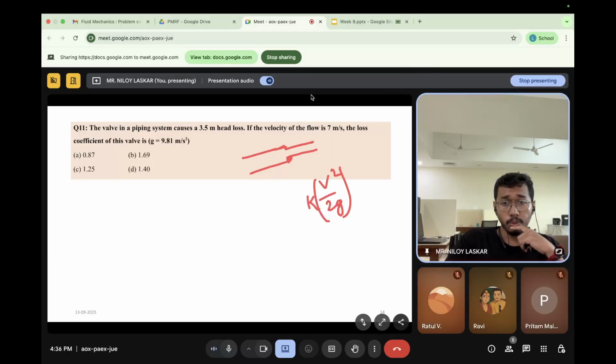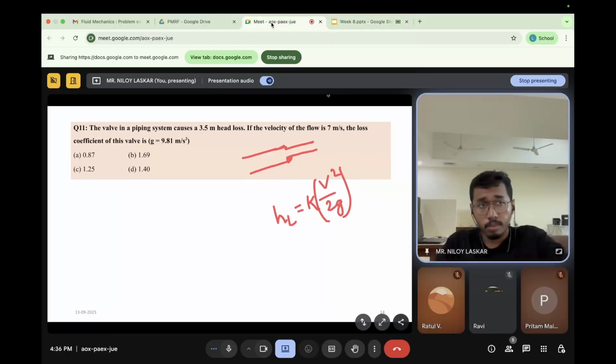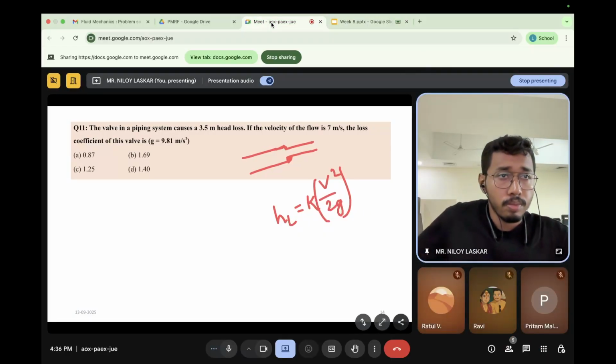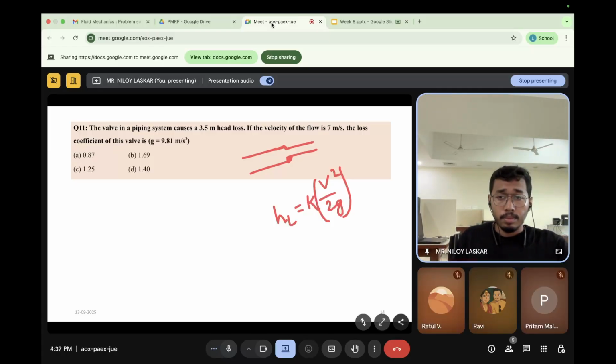So this corresponds to the head loss. Say I represent head loss as HL. So that is the formula. So please try to solve. I am giving you 1 minute.